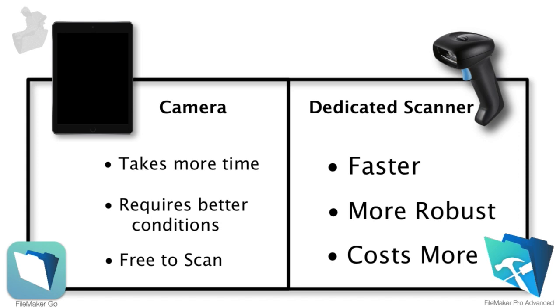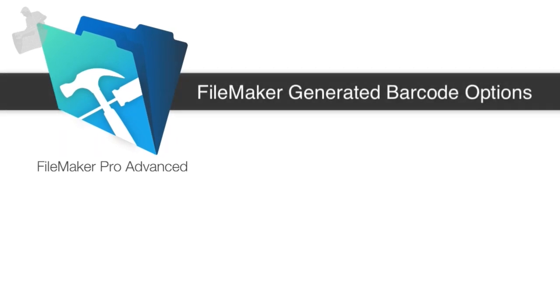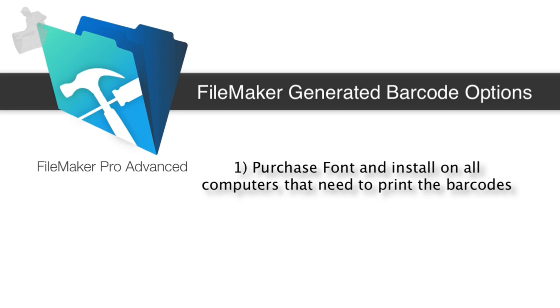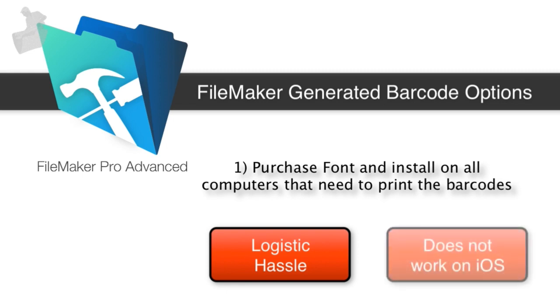Now, generating the barcodes in FileMaker, you have several different options. You can purchase a font and install the font on all the computers that need to print the barcodes. Now, this can be logistically a hassle to go to the various computers for all the users and actually install those fonts. And this only works on Windows or Macintosh computers. It won't work on iOS devices because you cannot install fonts manually on the mobile devices.